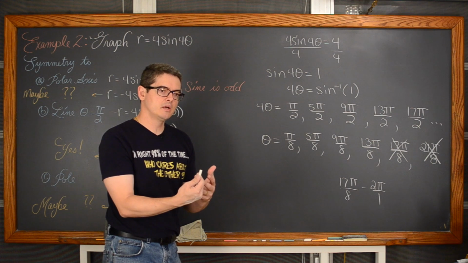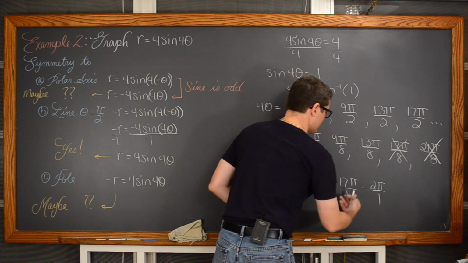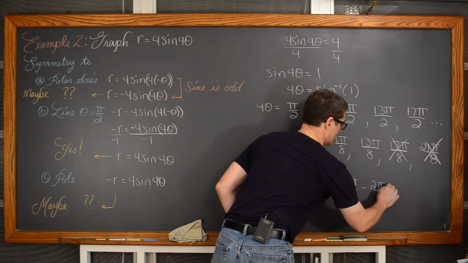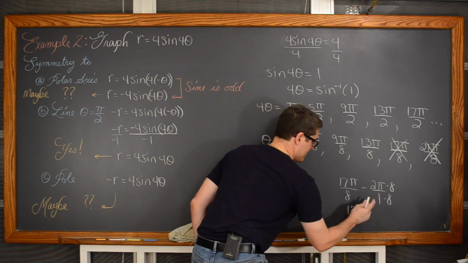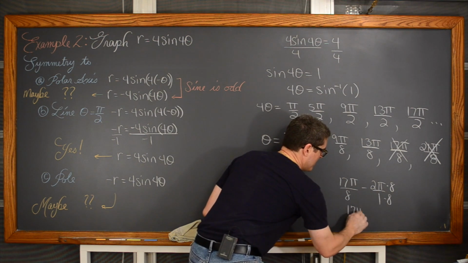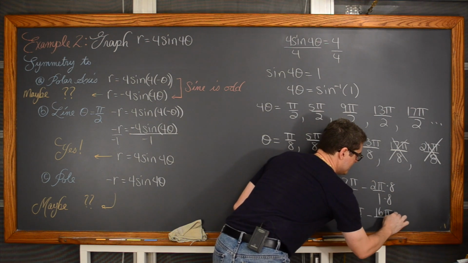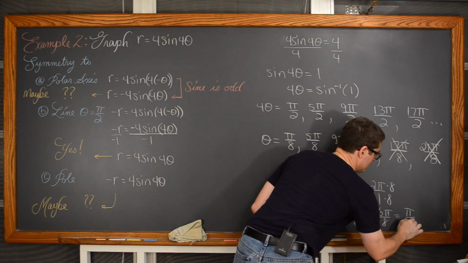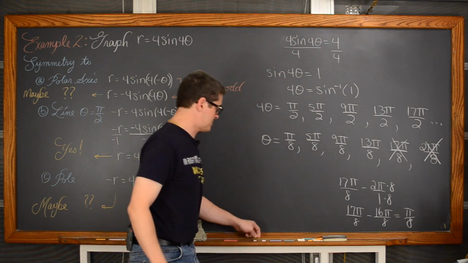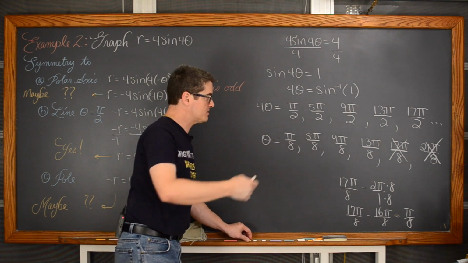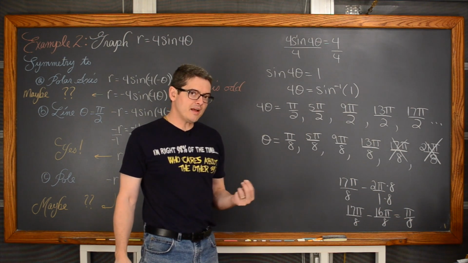Coterminal angles are angles that are separated by 360 degrees or 2 pi. So if I find a common denominator, that's going to be 17 pi over 8 minus 16 pi over 8. We're back to pi over 8. So not only is 17 pi over 8 bigger than 2 pi, so we don't need to go beyond 2 pi, but it's also coterminal to pi over 8, so it's in effect a repeat angle.